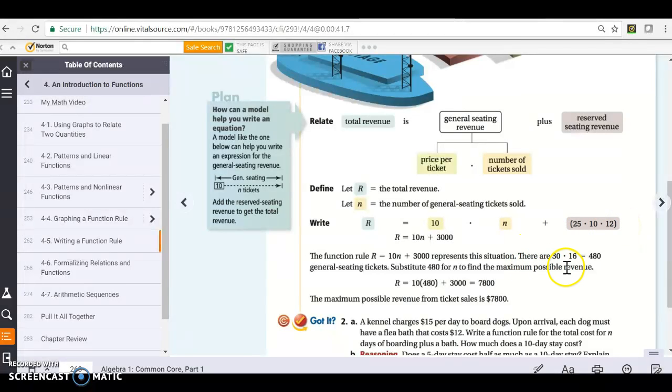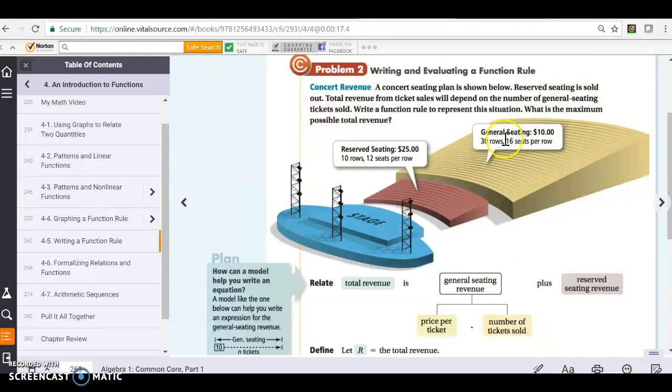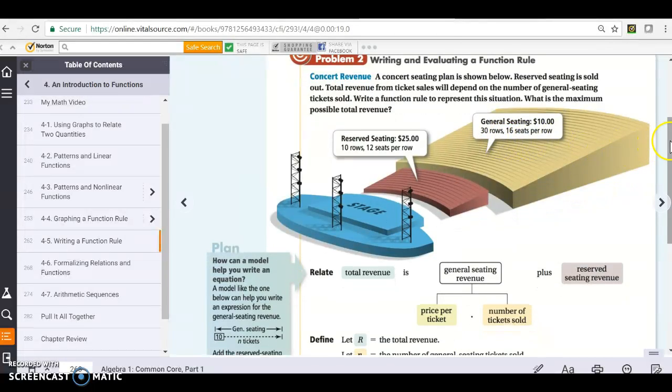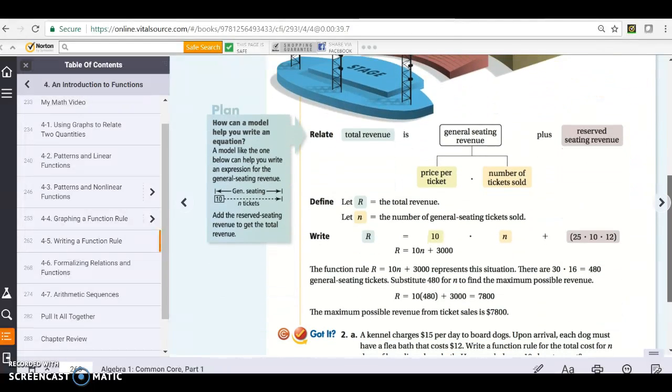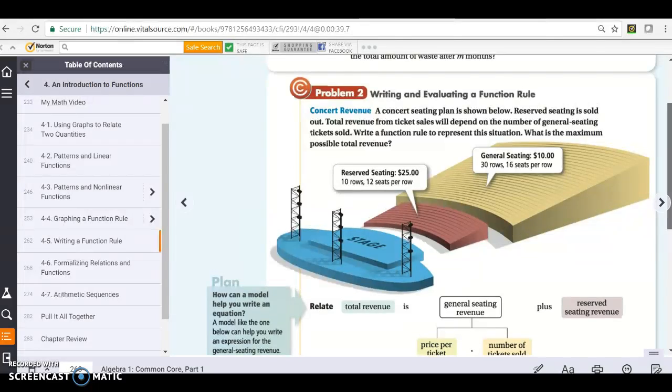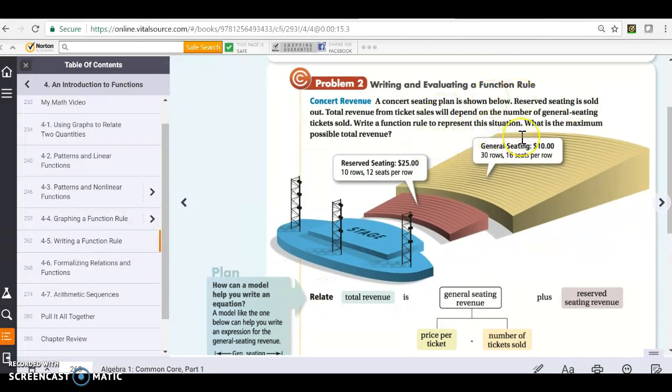There are 30 times 16 equals 480 general seating tickets. We can see that from the chart again. So there are 30 rows, 16 seats per row. So substitute 480 for N to find the maximum possible revenue. And when you do that, you get 7,800. Okay, so did we answer? First we wrote a function rule to represent the situation, and then we found the maximum possible revenue.